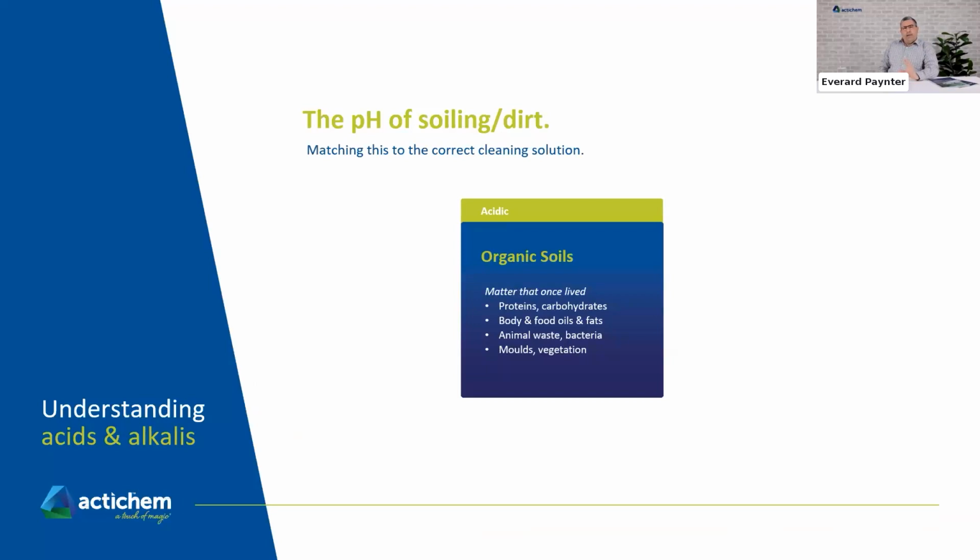So what we can then do to make this really, really simple is categorize our soiling. And this is what I'm first going to focus on, the soiling into three categories. It's organic soils, inorganic soils, and soils that are characterized by oil. So it's only three, easy to remember: organic soils, inorganic, or those characterized by oil. So let's have a look at organic soils first.